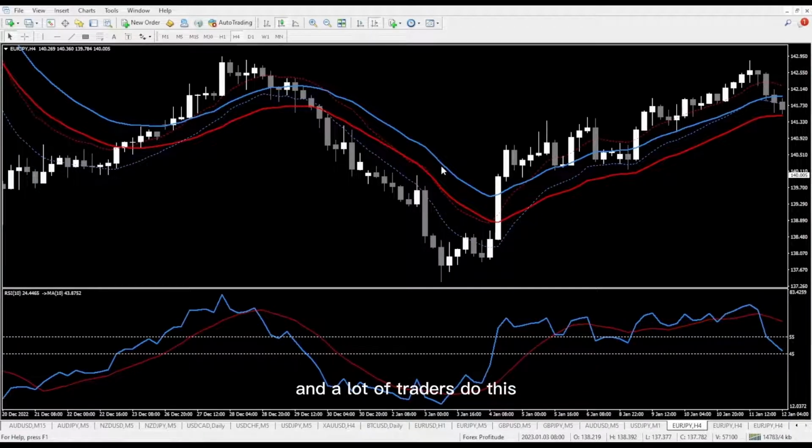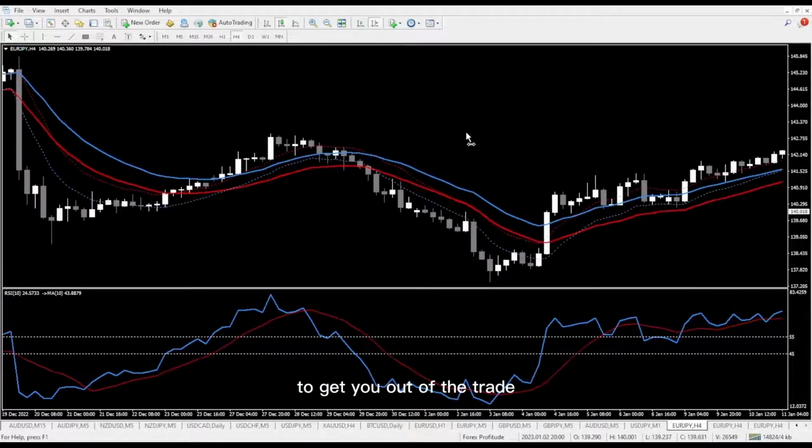And a lot of traders do this. They want to let the trade go as far as they possibly can. They don't want to use a target. They don't want to have a 1-to-1 or a 2-to-1. They don't even want to set a target. They want to let the stop loss take them out of the trade. And if that is the case, what you'll do is you'll simply continue to use that 10 EMA to get you out of the trade.